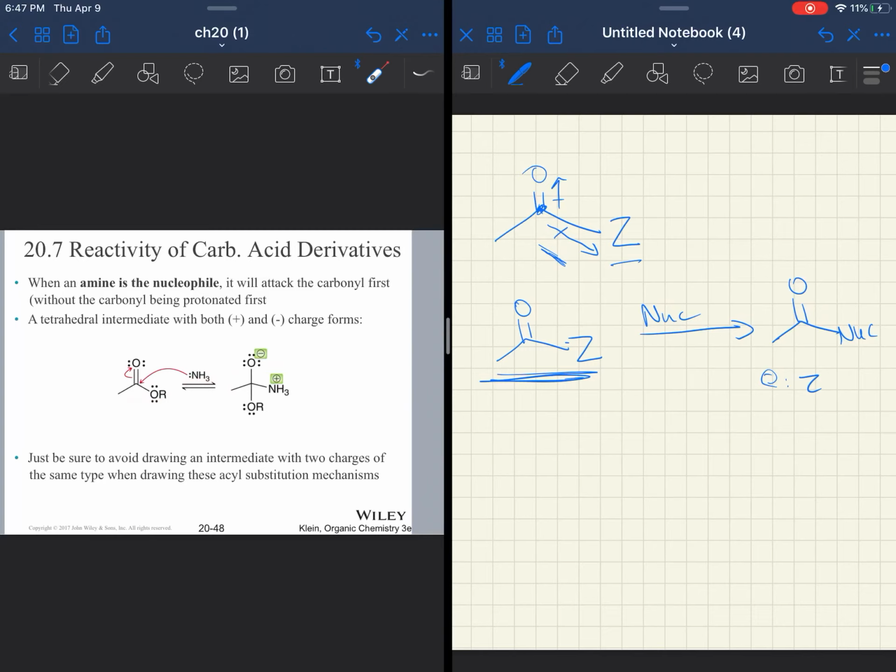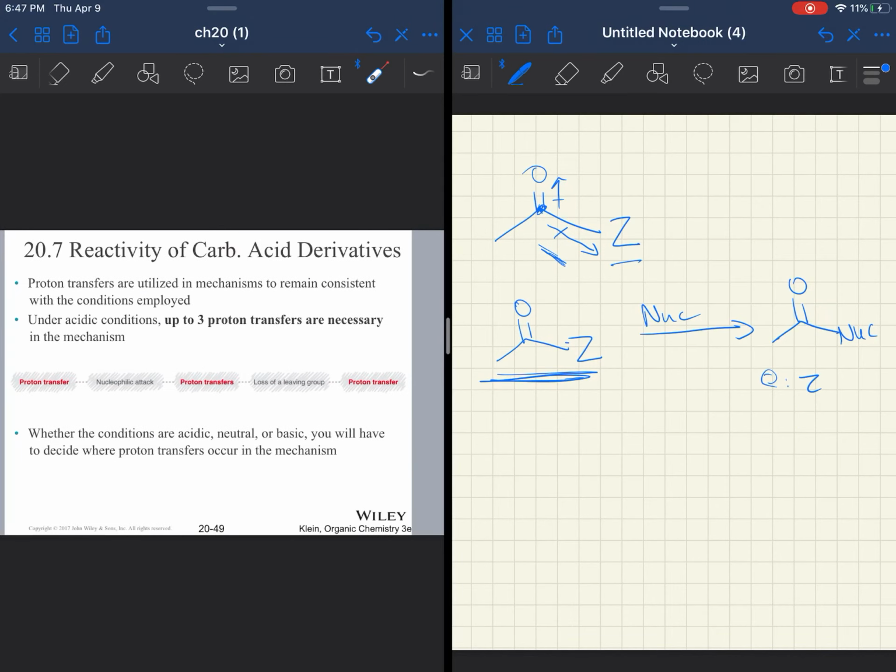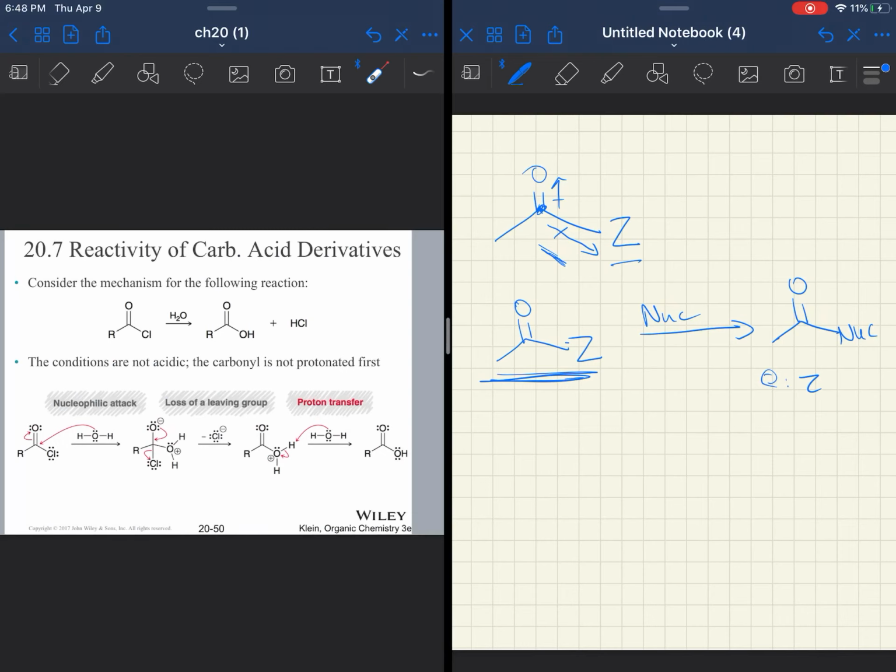Not all of our reactions have to be acid catalyzed. Sometimes we have a strong enough nucleophile or a strong enough electrophile, right? In this case, it depends. It just depends on the combination that you have. So it's important to pay attention to what reagents are being used, right? Stay organized.